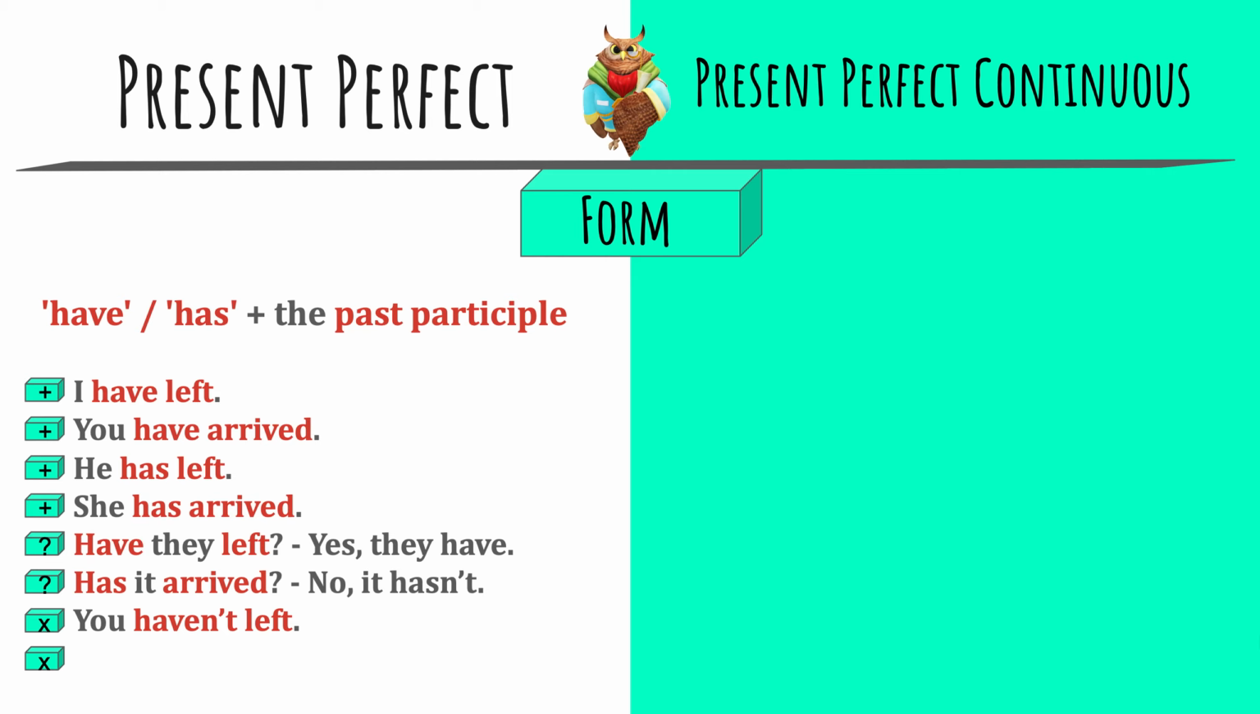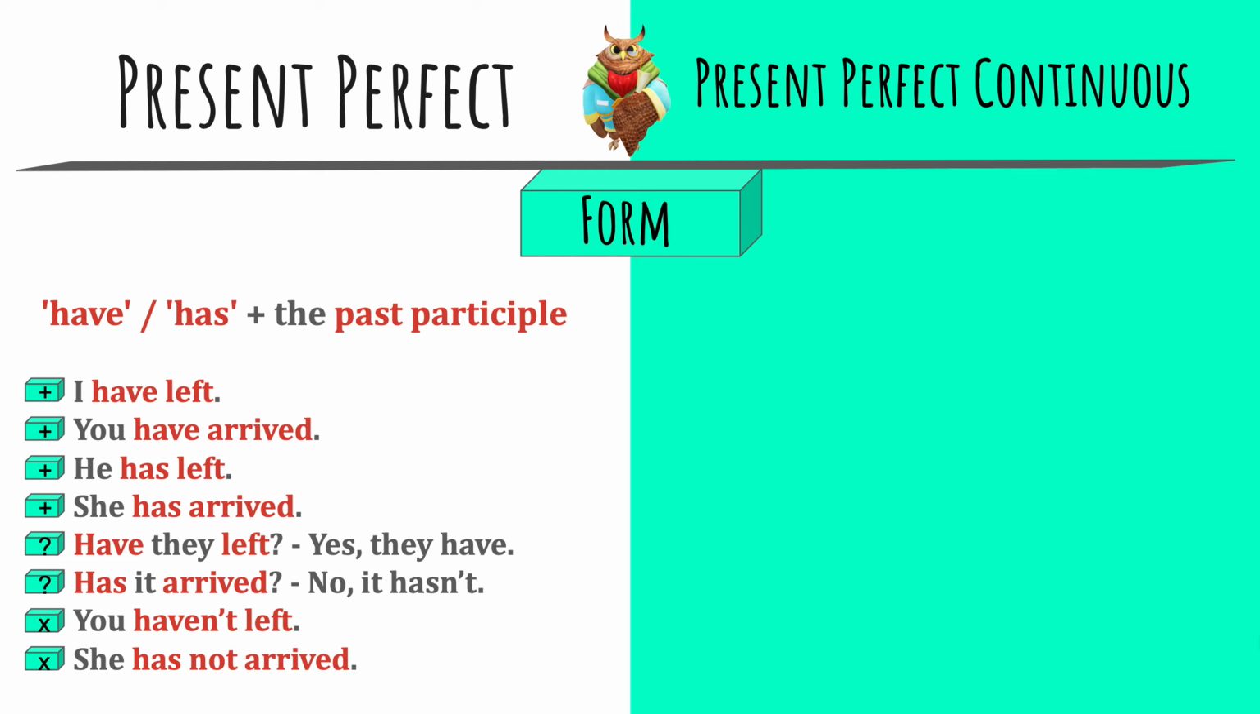You haven't left. Okay, here we have a negative sentence. You have not left, or you haven't left. To make a sentence negative, we just have to add the word not after the auxiliary verb have or has. She has not arrived. That's it with the formation of present perfect.